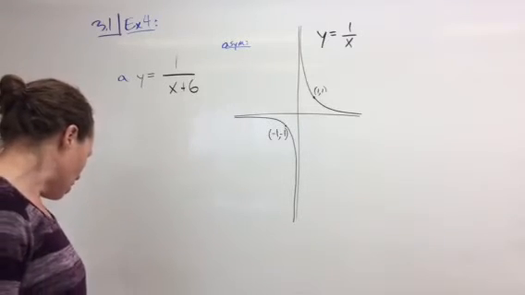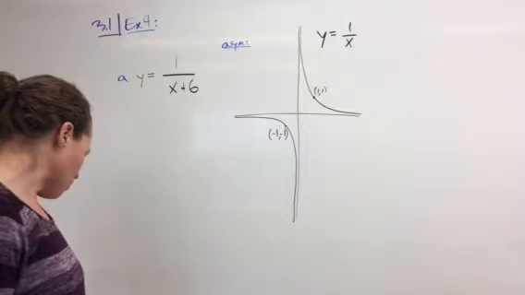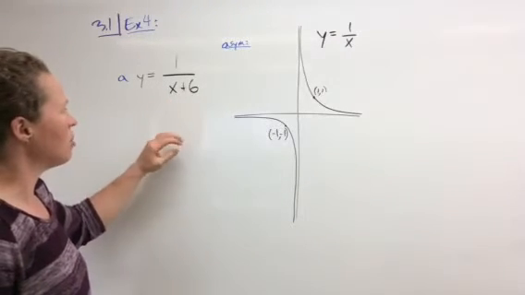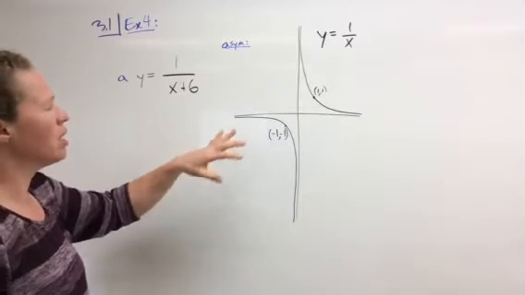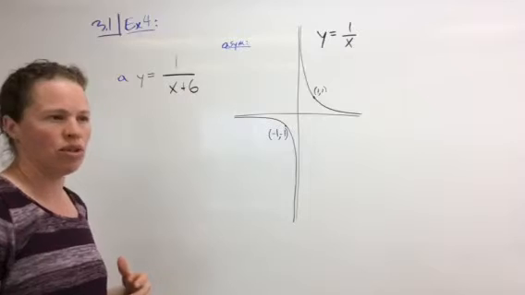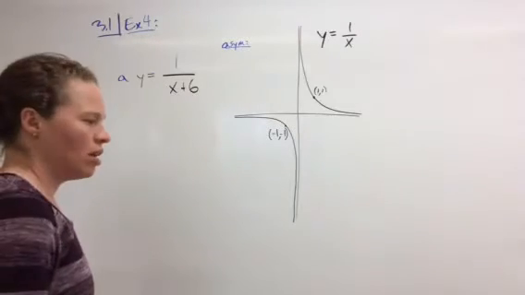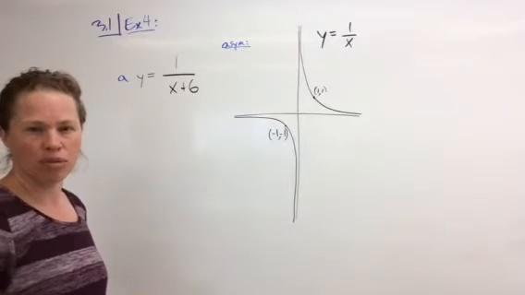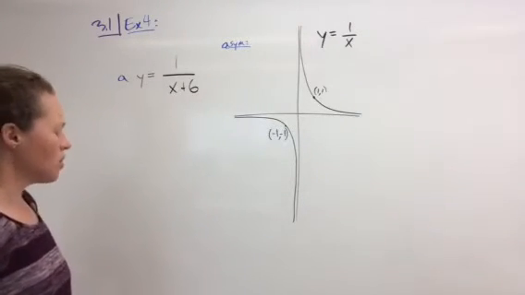They want to know how it could have been translated to create this graph. So basically, how did you take 1 over x and make it 1 over x plus 6? What did that do? Did it move it up? Did it move it down? Sideways? So when they're talking about translations, they want to know how it was moved. That's going to be our first bit.